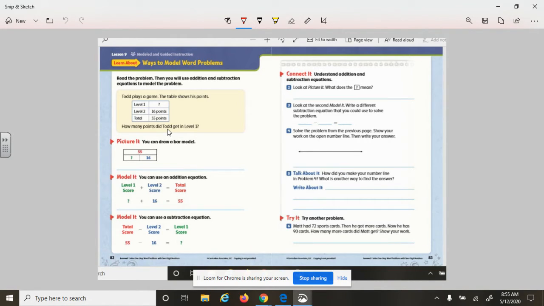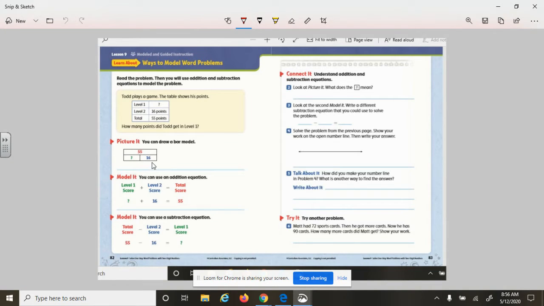So the first thing we want to do is make a part whole chart. They're calling it a bar model. We call it a part whole chart. It's the same thing. We have to figure out where our numbers are going to go. We know that the top number is the whole number or the sum of the two smaller numbers. It has to be the largest number. So when we think about the problem, we know that 55 is the largest number because that's the total number of points that Todd won. So 55 is going to go here.